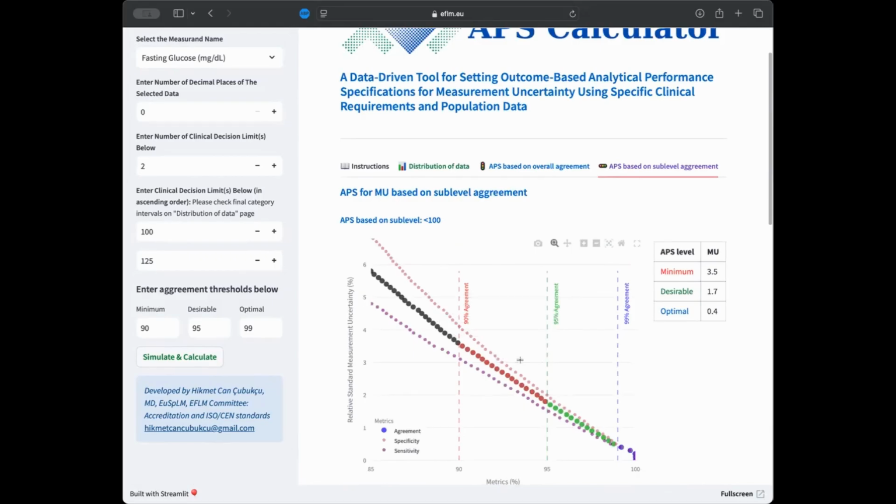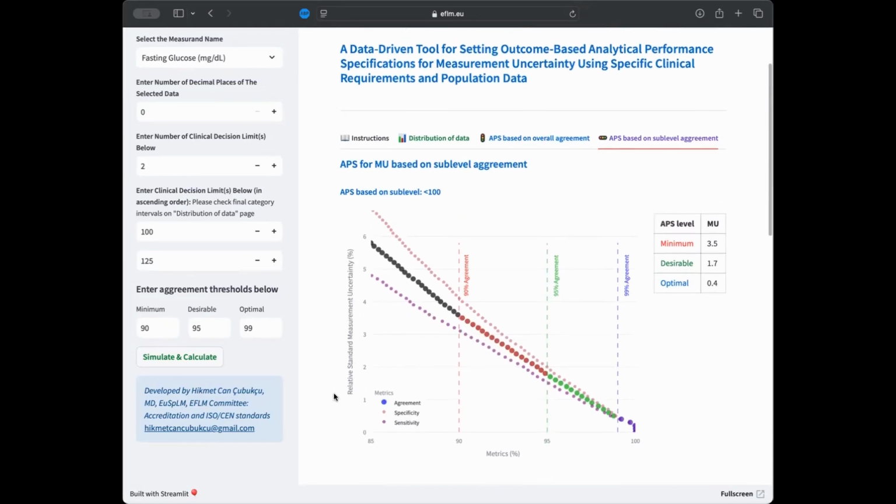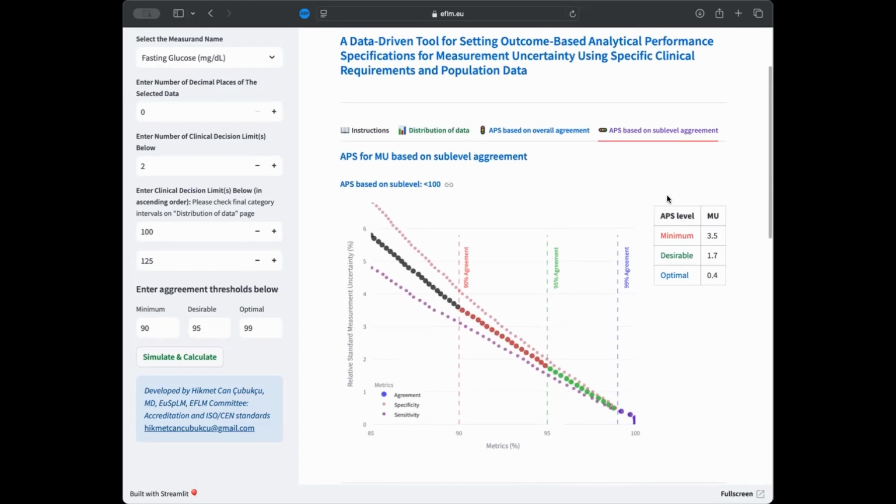And in these sub-level plots, you can also show sensitivity and specificity values with regard to the relative measurement uncertainty values. And also, in addition to determining APS-C for measurement uncertainty, you can track the relative standard measurement uncertainty and their corresponding sensitivity, specificity, and agreement levels, which show you to what extent your current relative standard measurement uncertainty leads to clinical misclassifications.